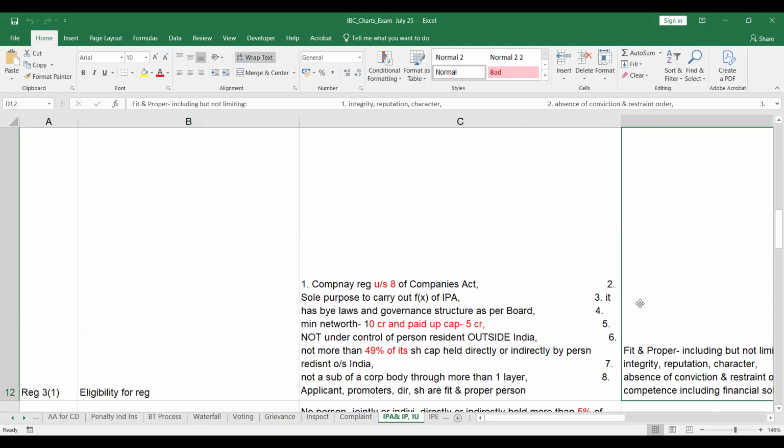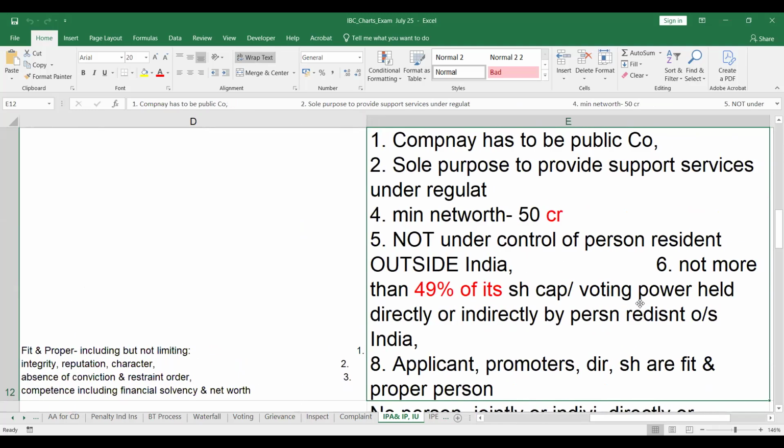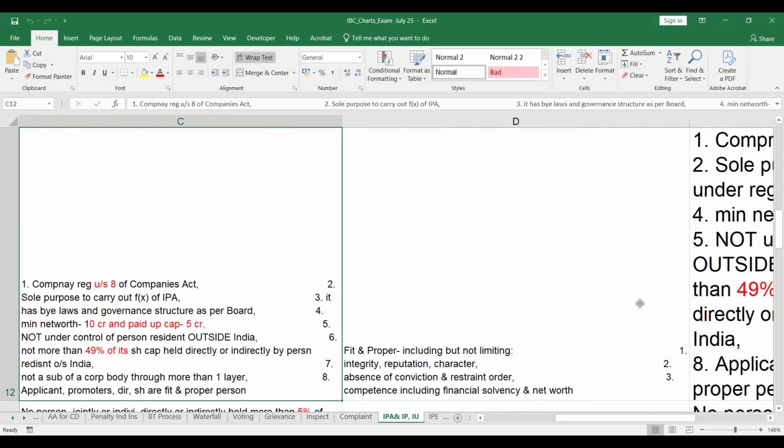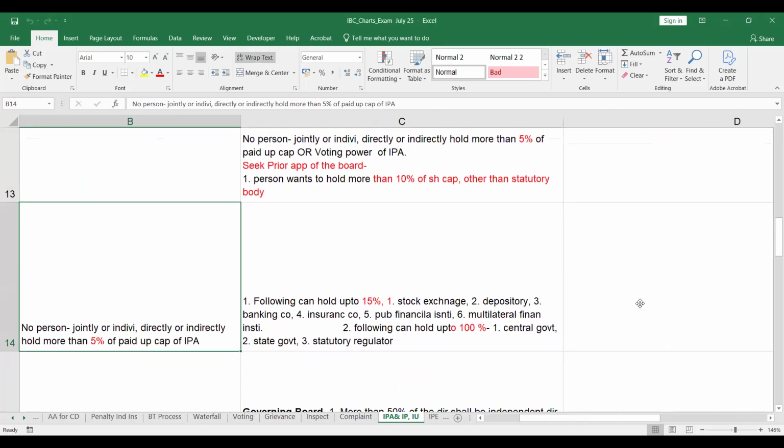And what is fit and proper? Fit and proper means including but not limited to integrity, reputation, character, absence of conviction and restraint. There should not be any restraint order, and then competence including financial solvency and net worth.